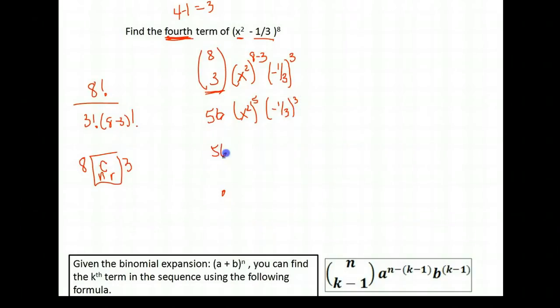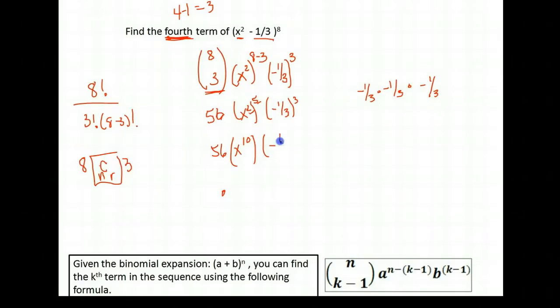Let's simplify a little more. So 56, x squared to the 5th power. Again, you multiply the exponents. That would give you x to the 10th. And negative 1/3 to the 3rd. That means negative 1/3 times itself 3 times. What you can do is take the top to the 3rd power and the bottom to the 3rd power, or just multiply those out.